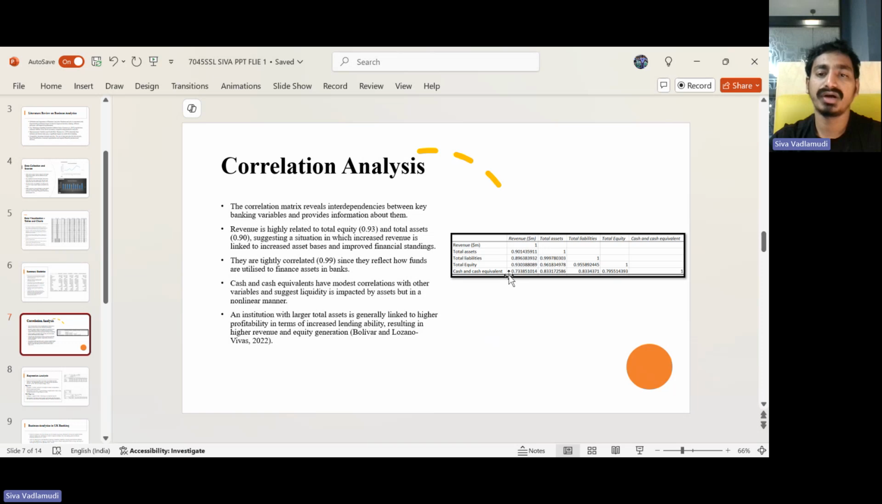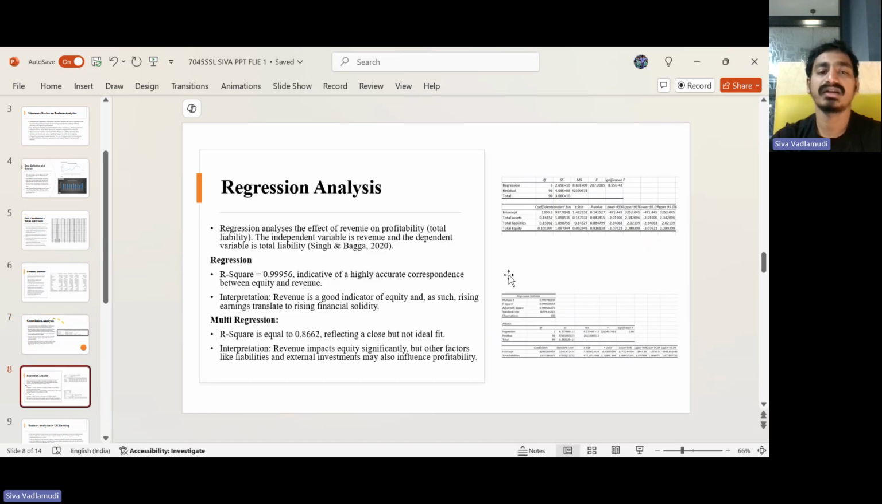Also revenue, total assets, total liability, total equity, and cash and cash equivalent. Cash and cash equivalent has a modest correlation with other variables, suggesting liquidity is impacted by assets but in a nonlinear manner. Total assets are generally linked to higher profitability in terms of increased lending ability. This is the correlation analysis, and next is regression analysis.